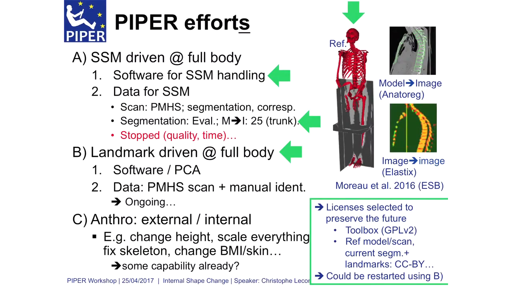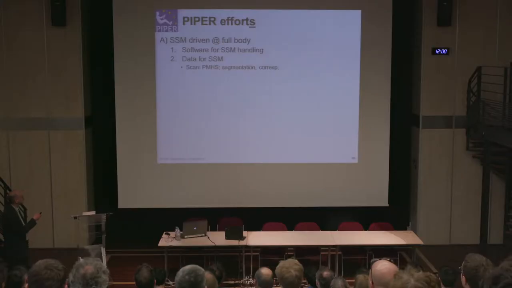There are three approaches, if you can remember ABC. The A approach is probably the most ambitious one, and this is to work with the SSM, the statistical shape model of the body, but instead of working with only parts of the body, it's working at the full body level. Now we have data available that will be shared with the community to do this. The scans will be shared too, and we have tools to do the segmentation and correspondence, and some of the data is already available. I'll come back to that.